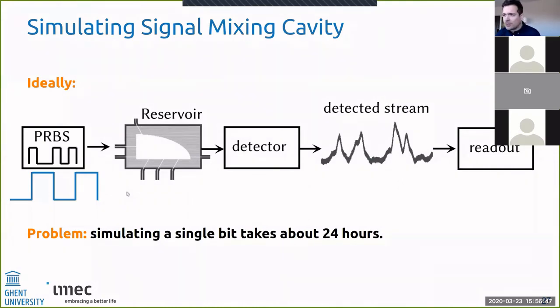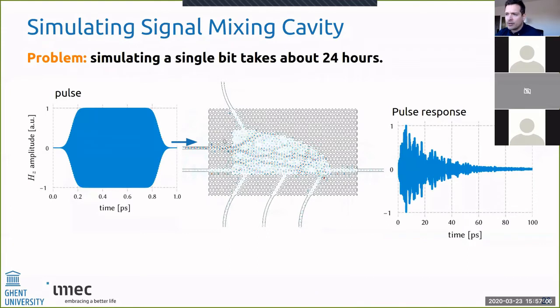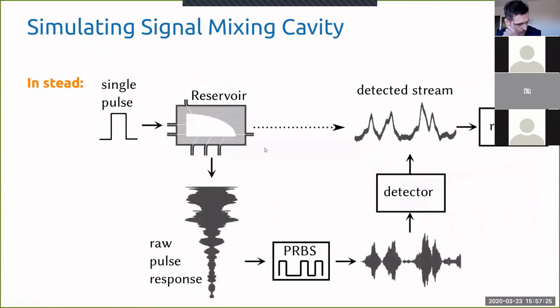So first we try to simulate such cavities. To simulate these cavities, we ideally send a whole bit stream through. However, sending a single bit through a cavity like this in simulation can take up to 24 hours, which would be very inefficient. So we did a workaround for the simulations. One way around this is to coherently superimpose the pulse response of a single bit. You send one bit through, you record how it looks coming out, and then you add the responses according to the bit sequence that you sent in.